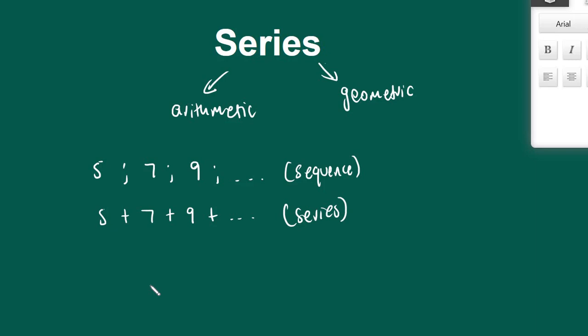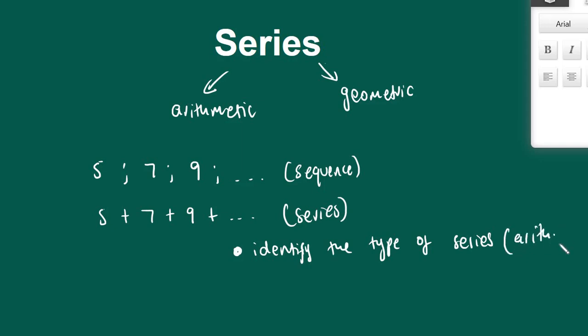So, what do I do when I have to add a sequence? There are main things that you must understand. Number 1, you must identify the type of the series. That is it. Are you working with arithmetic, or are you working with geometry?